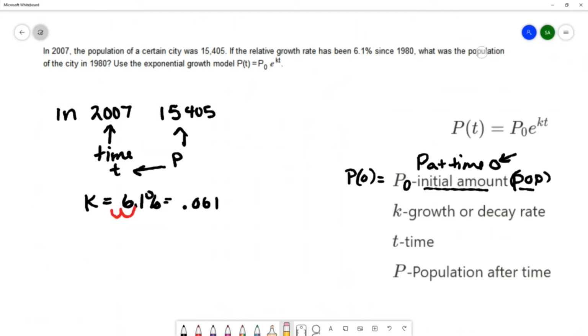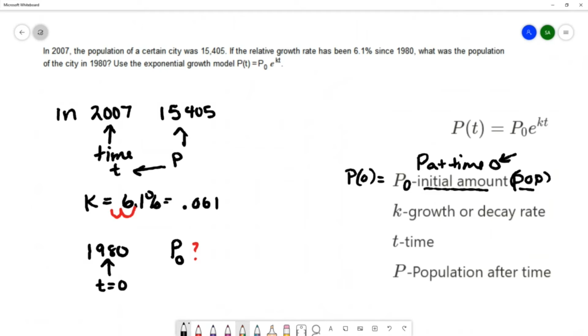What was the population of the city in 1980? So we're going to use 1980 as our initial time, as our time 0. So our goal in this question is to figure out the initial population P naught, or P sub 0. That's our unknown.